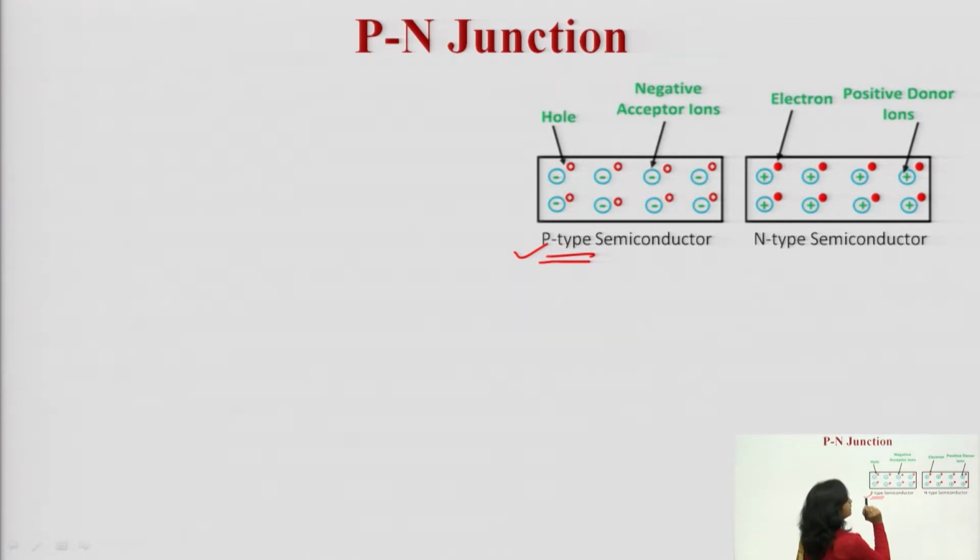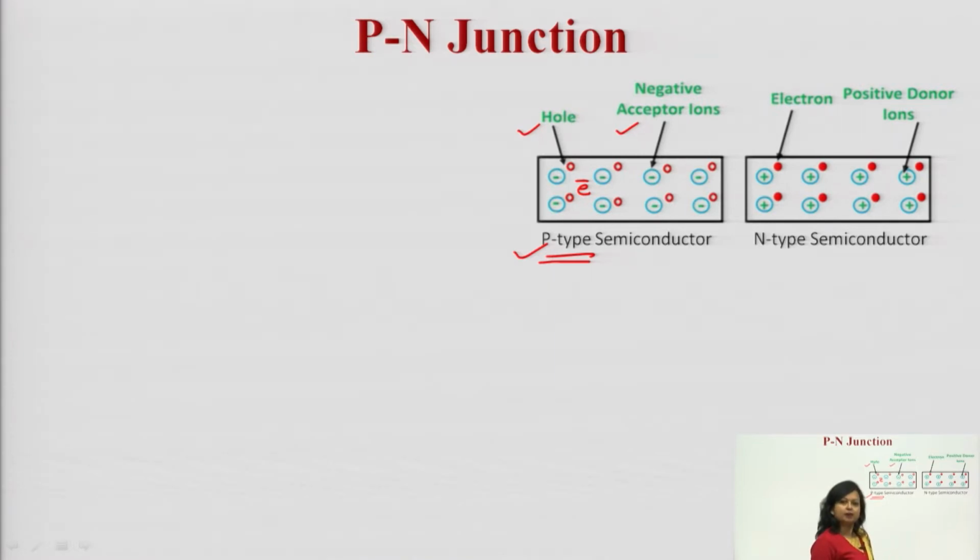In the case of P-type semiconductors, the majority charge carriers are holes, and electrons are in the minority. At the same time, there are acceptor ions, which have a tendency to accept an electron and complete the shell. So, in that case, there are negative acceptor ions. Why negative? Because they are accepting, acceptor ions.